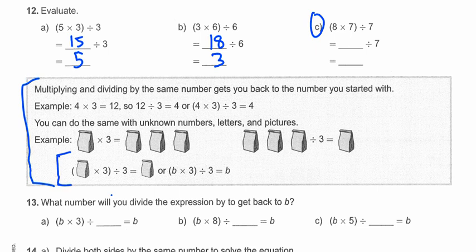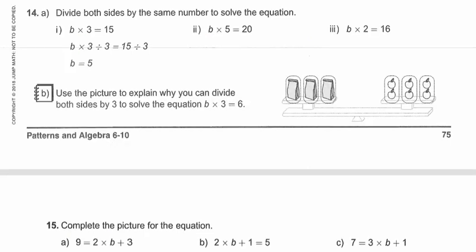What number will you divide the expression by to get b? So if it's b times 3, what do we need to divide by to find b? We're going to divide by 3. If it's b times 8, what do we need to divide by? 8. If it's b times 5, what do we need to divide by? 5. So whatever the factor is times b, that's what you're going to be dividing by. This helps us with dividing both sides by the same number to solve the equation.